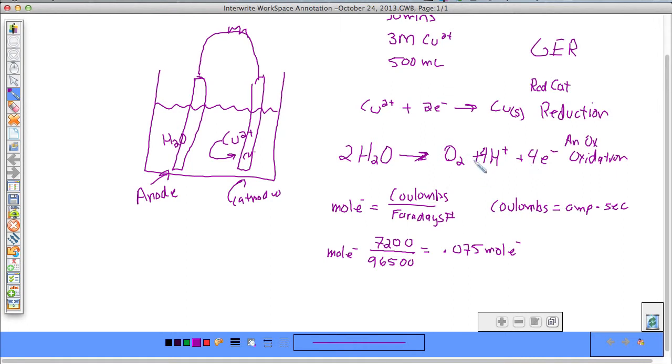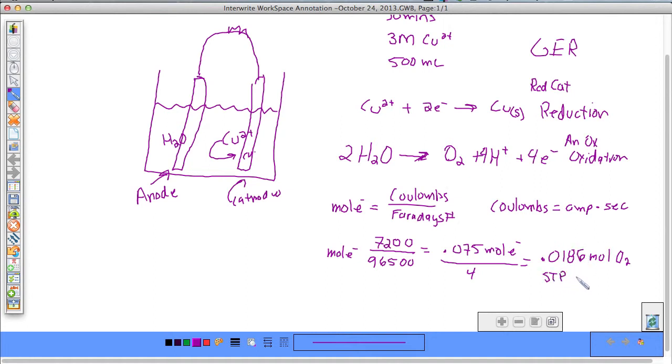But you can see for every 1 mole of oxygen gas, 4 moles of electrons are created. So this number is going to be 4 times too big to figure out my moles of oxygen. So if I divide that by 4, I'm going to get my moles of oxygen. So let's go ahead and do that. That's 0.0186 moles of O2.